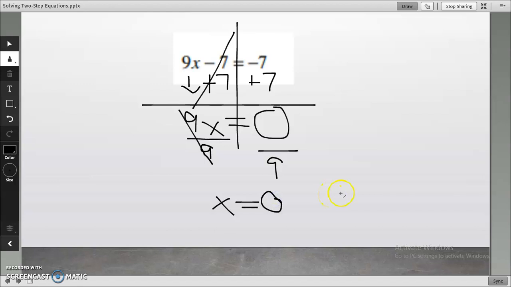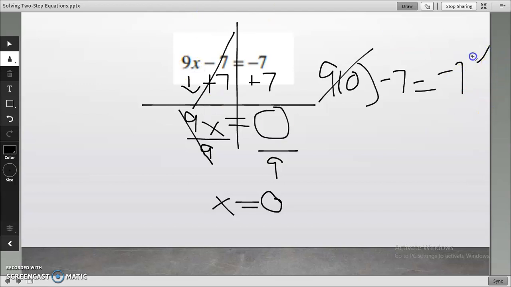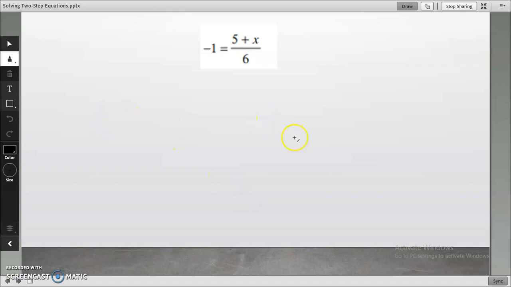Again, we can plug this back in just to make sure that we're correct. And I get 9 times 0 minus 7 equals negative 7. So 9 times 0 is 0. So I get negative 7 equals negative 7. So it is in fact my solution. It works out. All right, the next one.